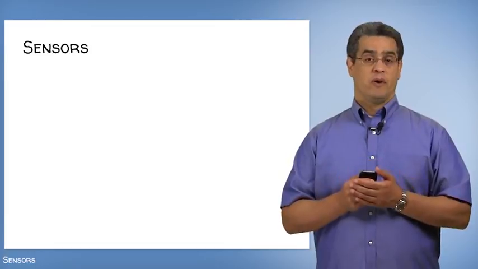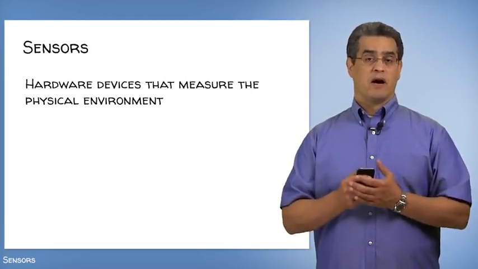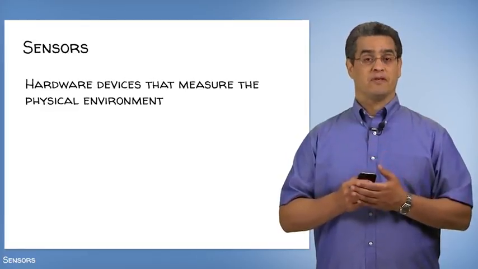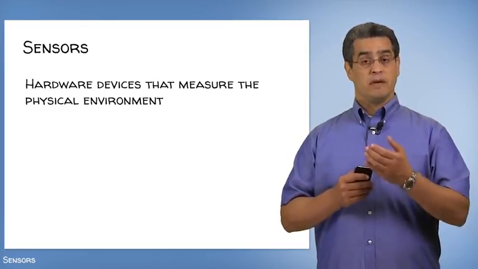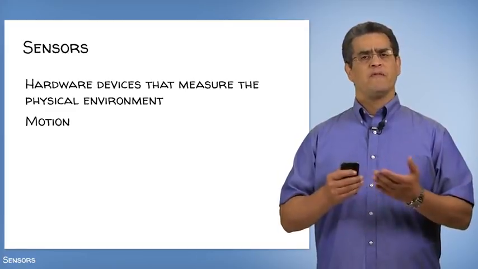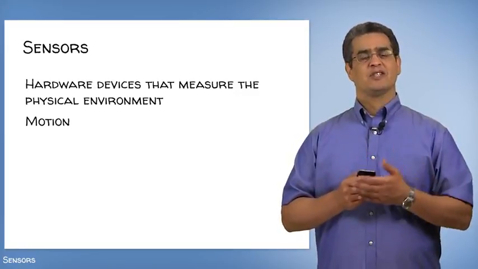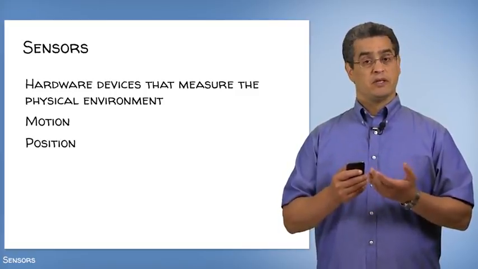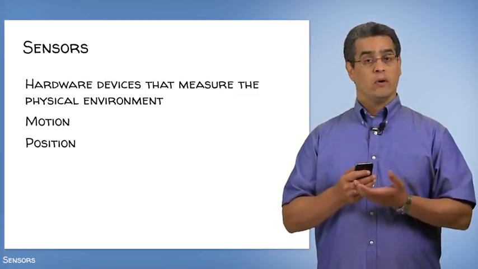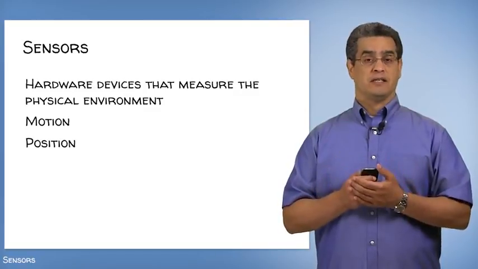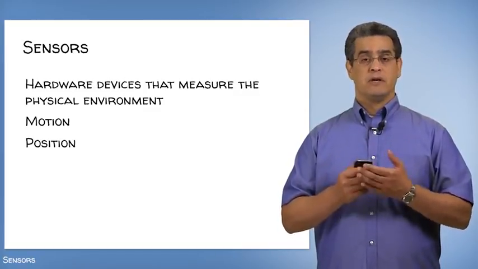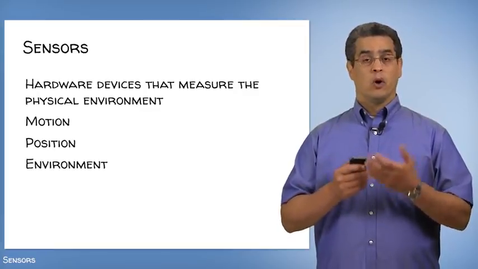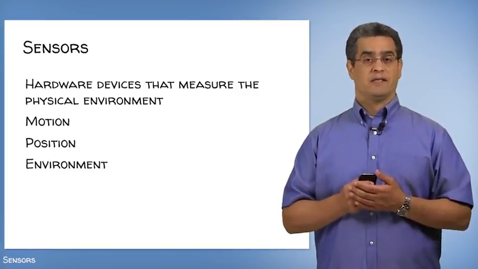Sensors are hardware components that measure the physical environment around the device. And these sensors come in three flavors. There are sensors that measure motion, for example, how fast you're moving. There are sensors that measure the position of the device, for instance, where you are in the world or what the orientation of the device is. And there are sensors that measure the environment, such as the amount of light, pressure, or humidity around the device.